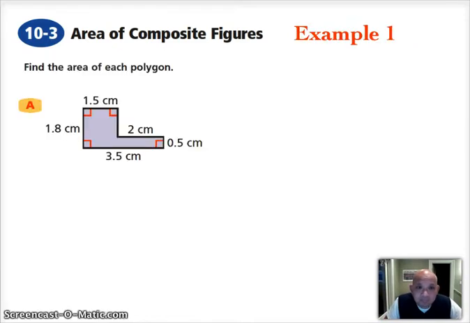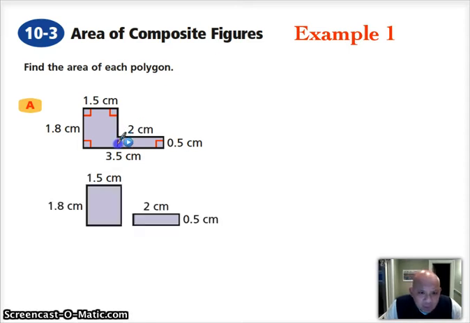Continuing to the first example, it asks us to find the area of each polygon. Here we have a hexagon, a six-sided figure that's not regular. Now there is no special formula to find area for a figure like this. So we're going to break it up into manageable and recognizable pieces. First, I'm going to draw a line down here that separates this rectangle from this rectangle. And you can see that's been separated right here.